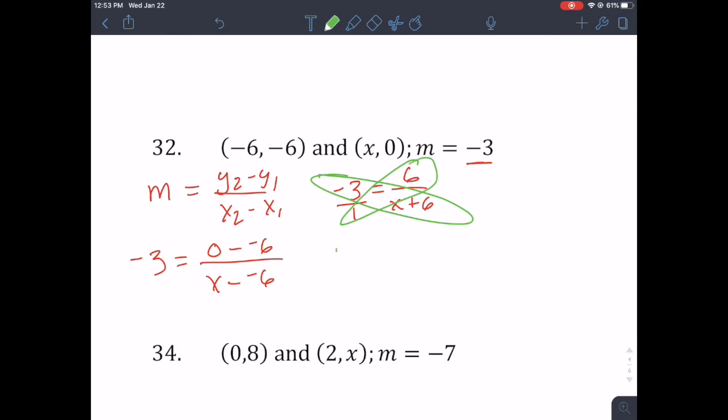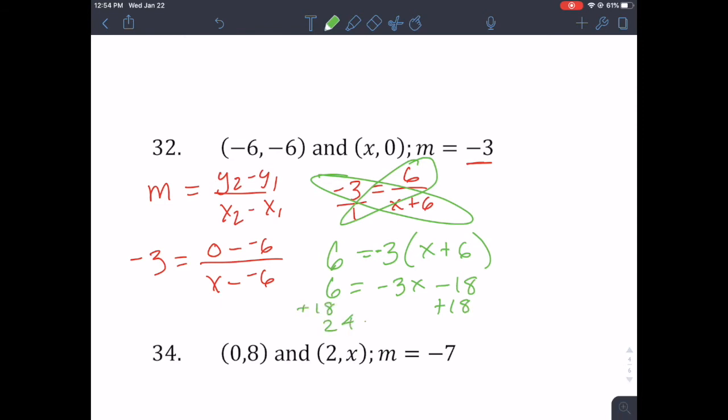We know that the cross products of a proportion are equal. So we have 6 times 1 is 6. In the other direction, I'm going to write it out without distributing, just so you recognize that we do need to distribute. Oops, that's a negative 3. So negative 3 from this numerator times the whole quantity of x plus 6. We do have to distribute. So when we distribute, we get negative 3x minus 18.